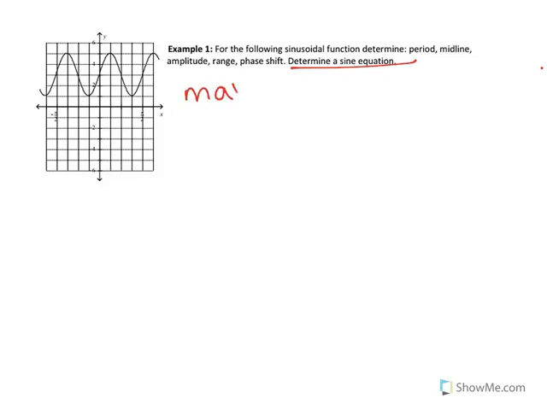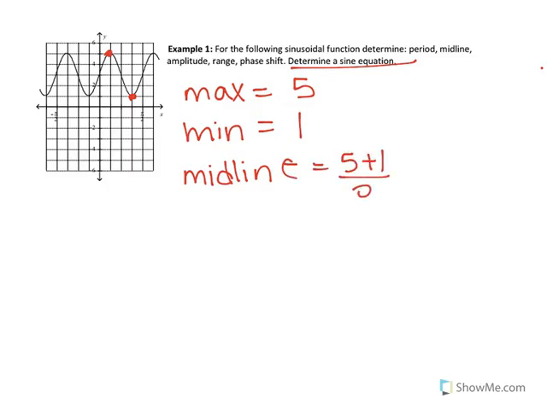So we're going to start with the max. So the maximum is 5. The minimum is 1. This will help us find our midline. To find the midline, we are going to add them together and divide by 2. So 5 plus 1 is 6, divided by 2 is 3. And I'm just going to draw that in to make sure it looks right. And it does. It's right down the middle.